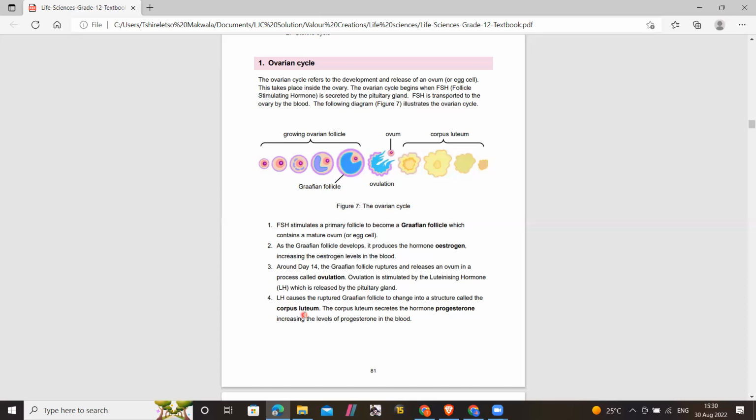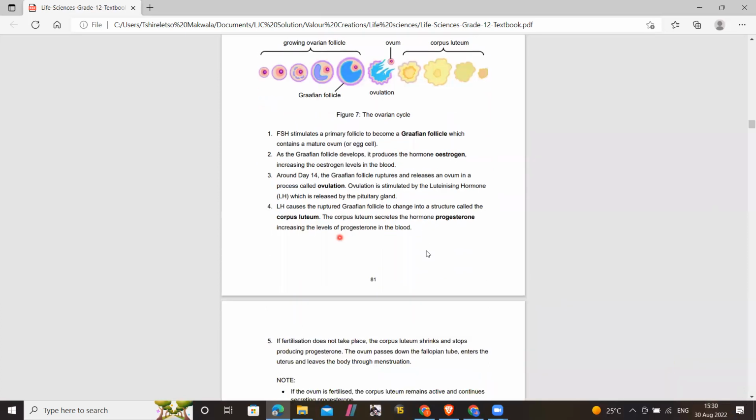Ovulation is just something that happens as a result of this LH, but the LH is there to change the structure of the Graafian follicle into the corpus luteum. And to do that, the ovum must not be inside the Graafian follicle. That's why the ovum gets out via ovulation. Then this corpus luteum is going to produce progesterone. Remember, estrogen was produced by the Graafian follicle before ovulation, and now progesterone levels increase in the blood.